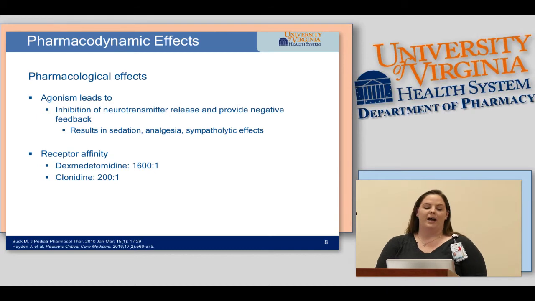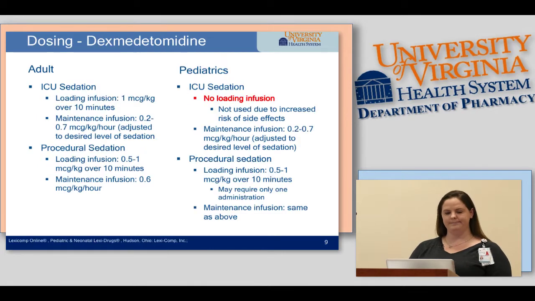One thing I want to point out is receptor affinity. There is a difference between dexmedetomidine and clonidine. Dexmedetomidine has a receptor affinity of 1600 to 1 for alpha-2 over alpha-1. With clonidine, it's only 200 to 1. So as you can see, dexmedetomidine has a higher affinity for the alpha-2 receptor.